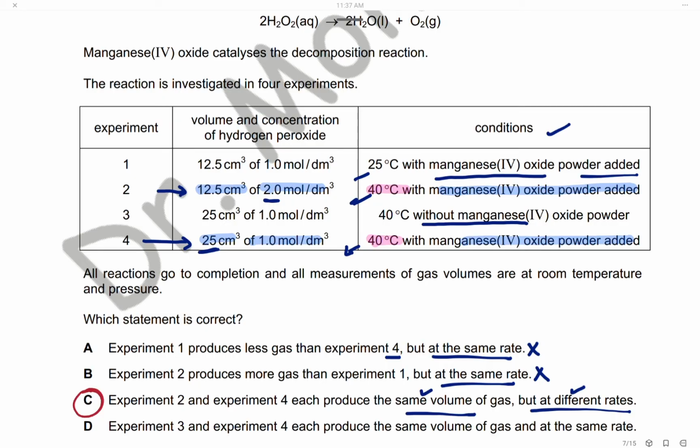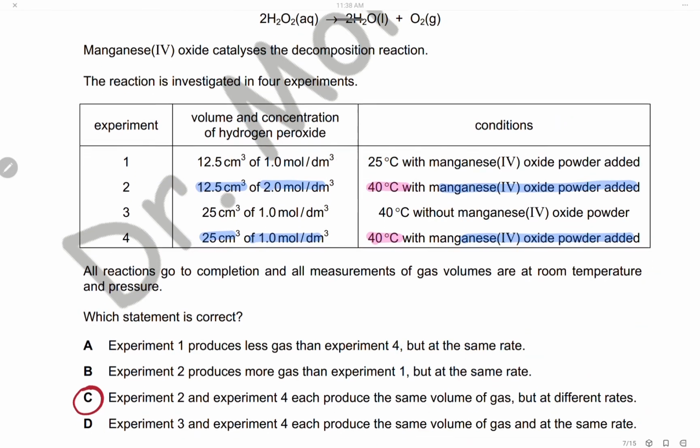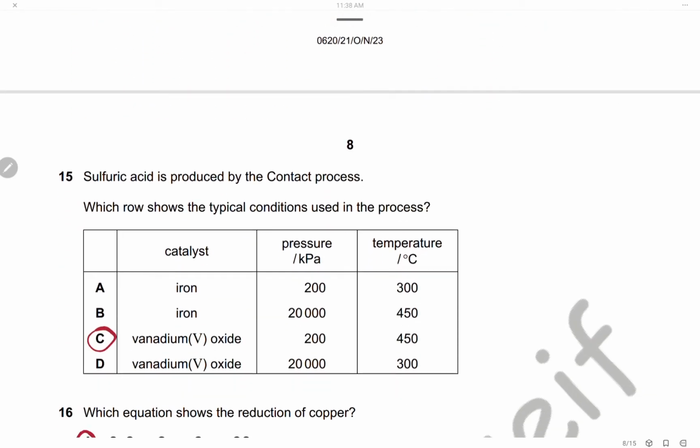Statement C is correct. The final statement: experiment 3 and experiment 4 produce the same volume and at the same rate. Of course, experiment 3 is done without the catalyst, so it will be at a slower rate than experiment 4. Statement D is wrong. The only correct statement is statement C, so the answer is C.